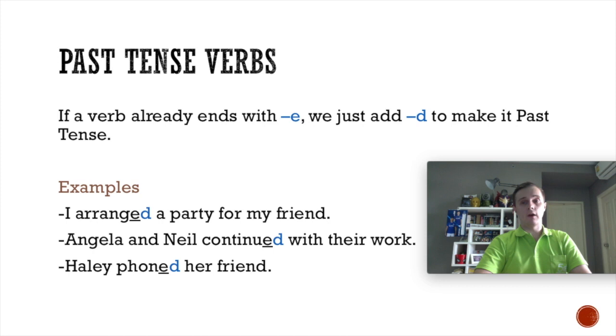The verb phone you might think is a noun, but if you call someone on the phone, you can use it as a verb as well. Haley phoned her friend. The verb phone ends with the letter E. Add D. Now you've got past tense.